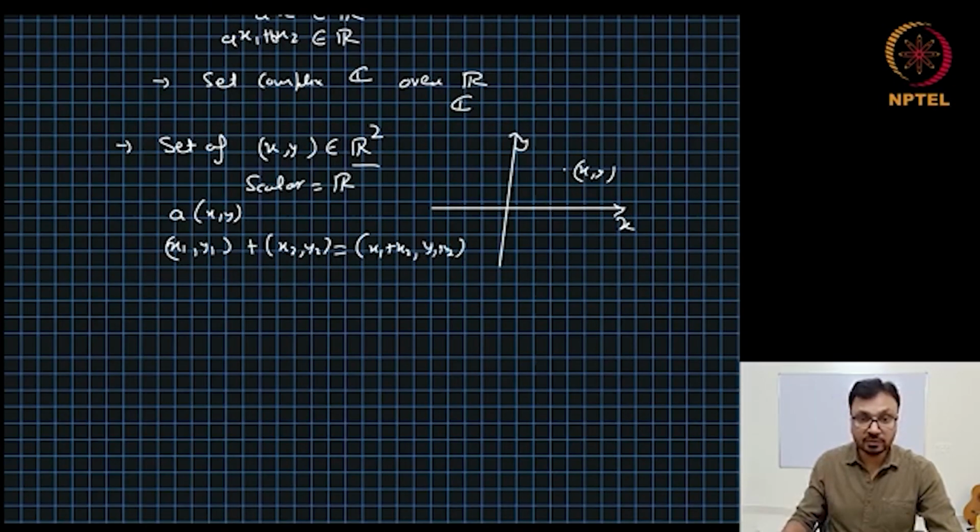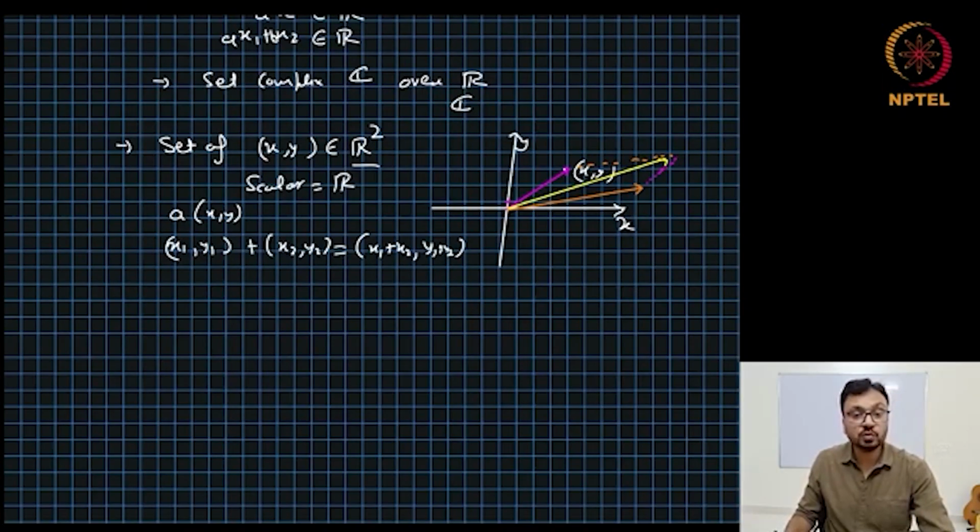So that would amount to having one vector, a second vector, and the sum will be given by this vector. So that is the vector addition we have defined in R2. Under this vector addition, we can see that it's closed over scalar multiplication and vector addition, because addition of two such vectors will give us another vector in the same R2.